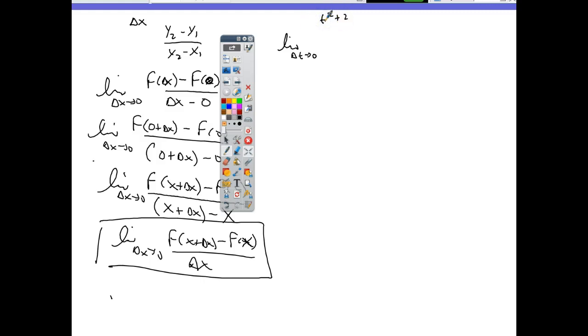Agreed? So everywhere I see a t, I'm going to replace it with what, Ms. Resendez? I'm going to replace it with a t plus delta t. So I'm going to go t plus delta t squared plus 2 minus, what's the original function? t squared plus 2 all over delta t.